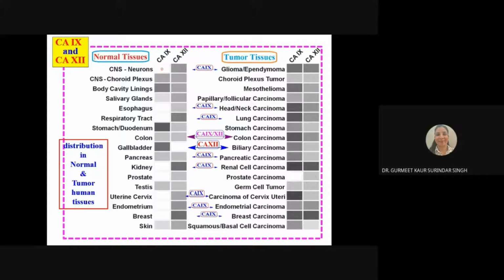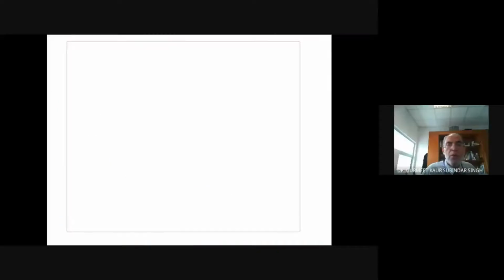And so we could conclude that for breast and CNS neurons, esophagus, respiratory tract, and kidney, and also uterine cervix, carbonic anhydrase 9 is a very good target because it is only expressed on the tumor tissues without the normal ones.